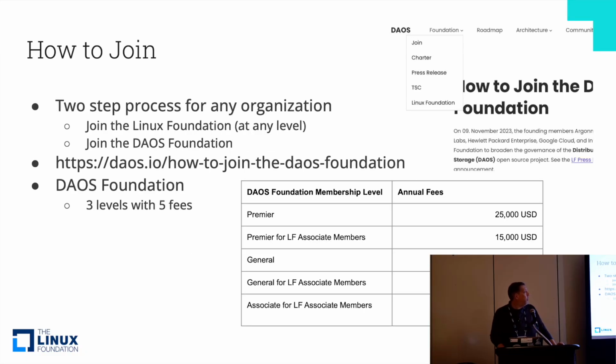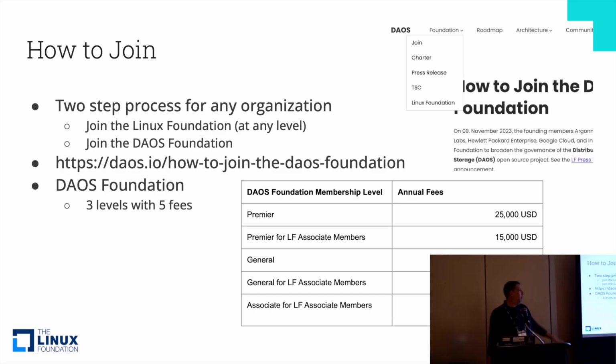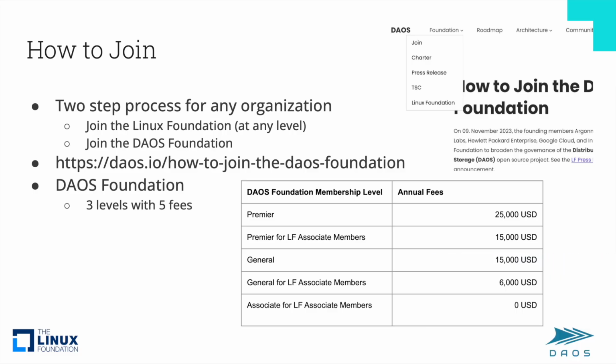How to join. You can find content on DAOS.io on how to join. The main thing is we have 3 levels and 5 fees. So depending on if you fall into the, I think, associate member class, which is like government organizations and not-for-profits, then you have some different fees. Otherwise, you're in Premier or General.